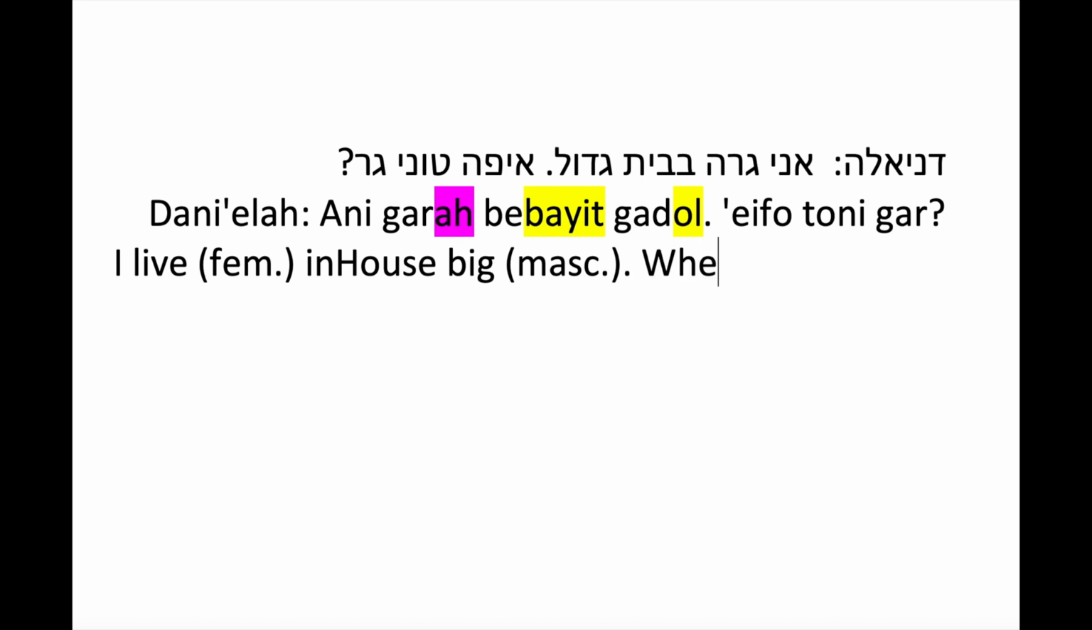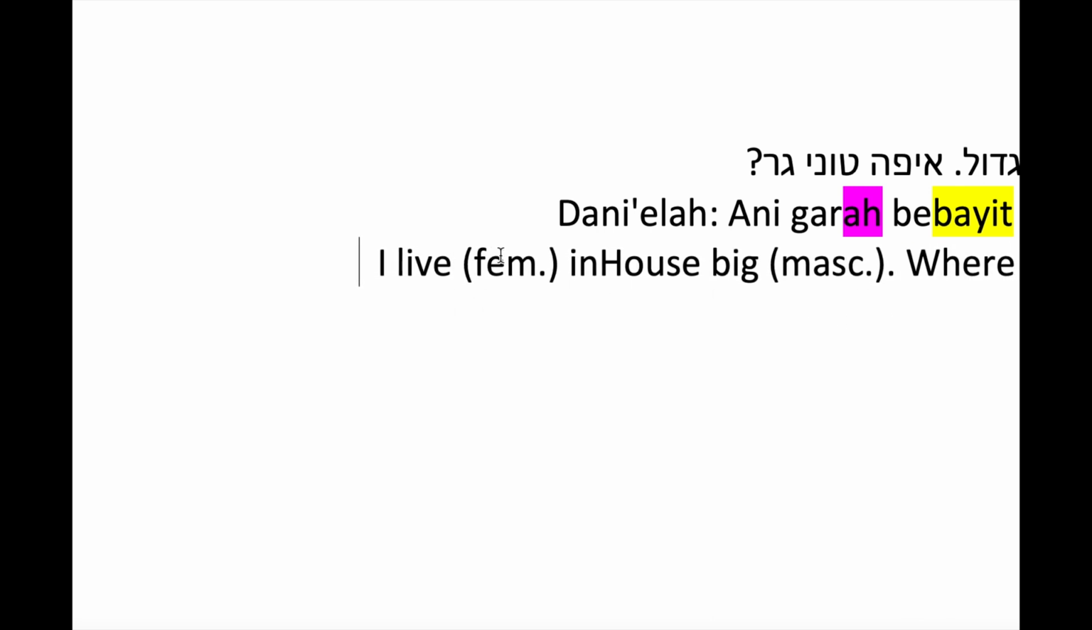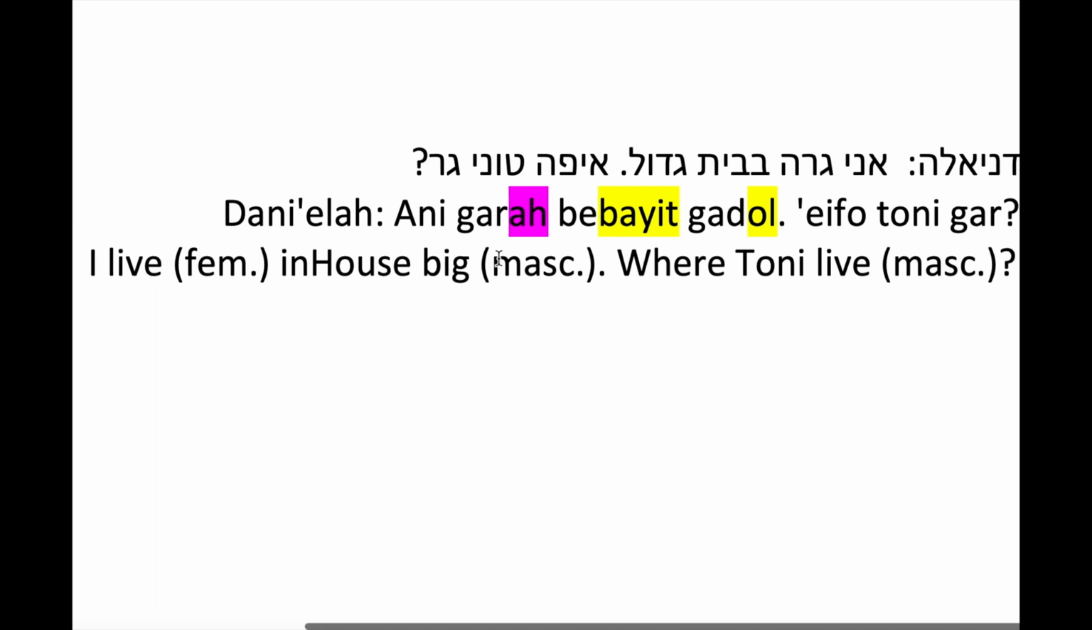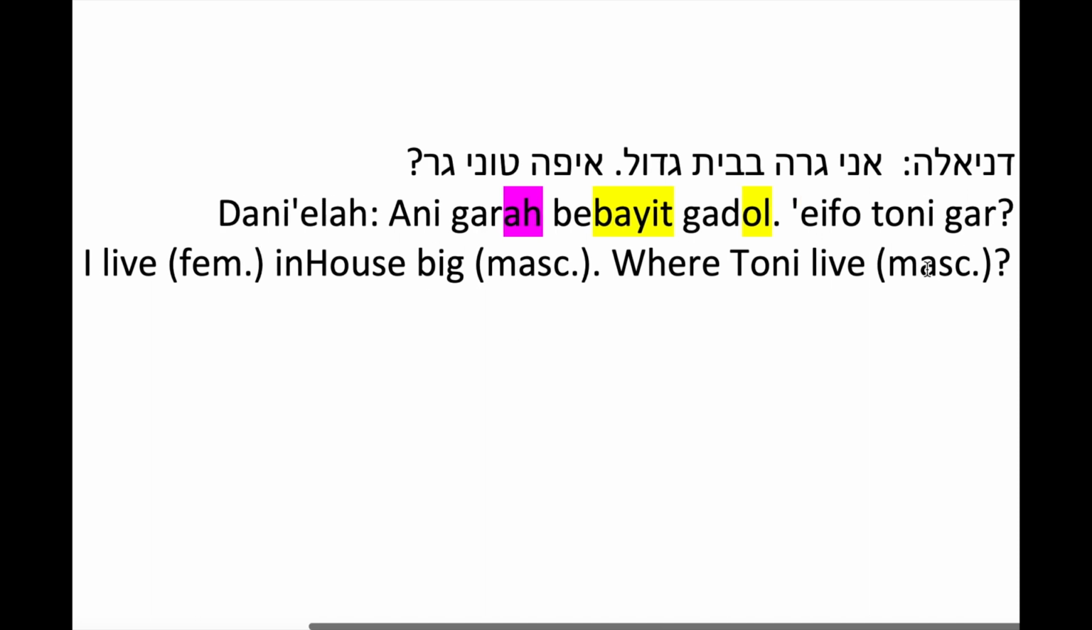Okay, then Eifoh, where Tony lives. Gar, why gar? Because Tony is a guy, a man, so this needs to be in the masculine form gar. So masculine. Yeah, I'm sorry about the jumping. It's just not ideal with Hebrew, but this is how it works. So this gar again is masculine. Take a different color here, so you can distinguish between the colors.